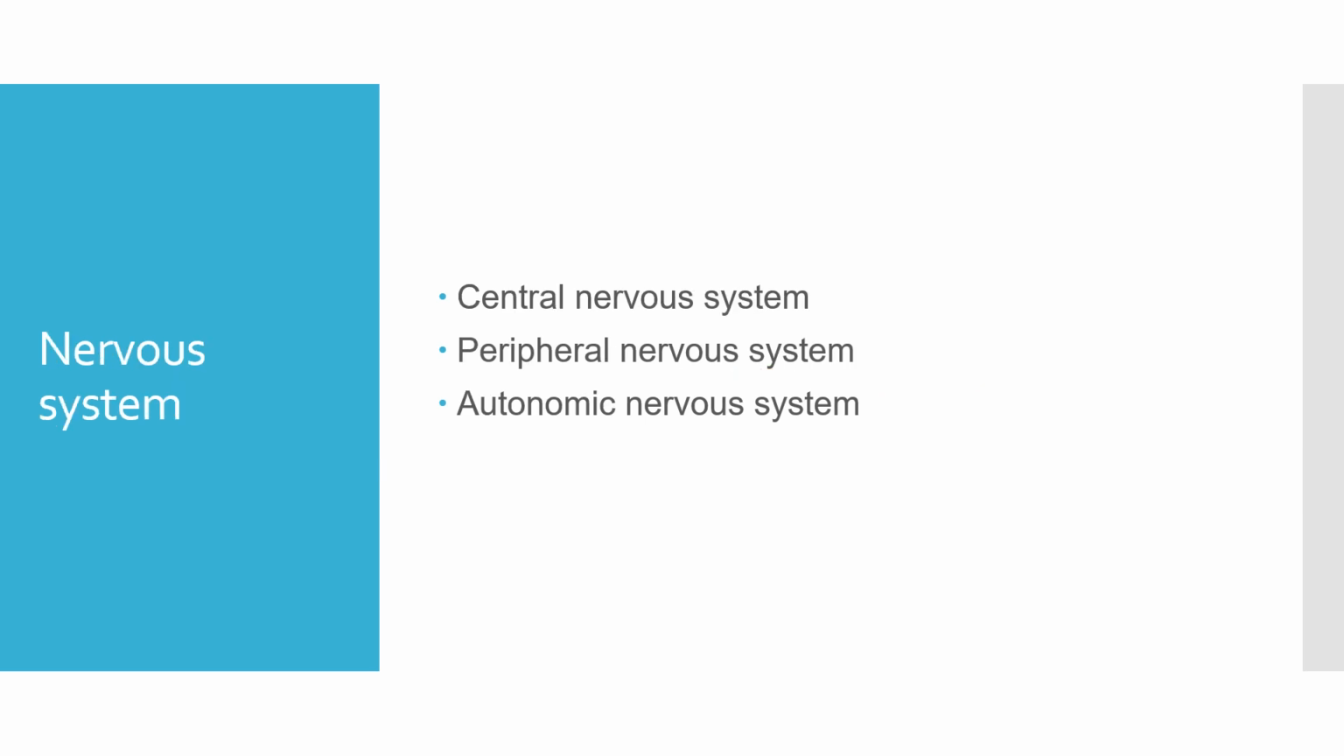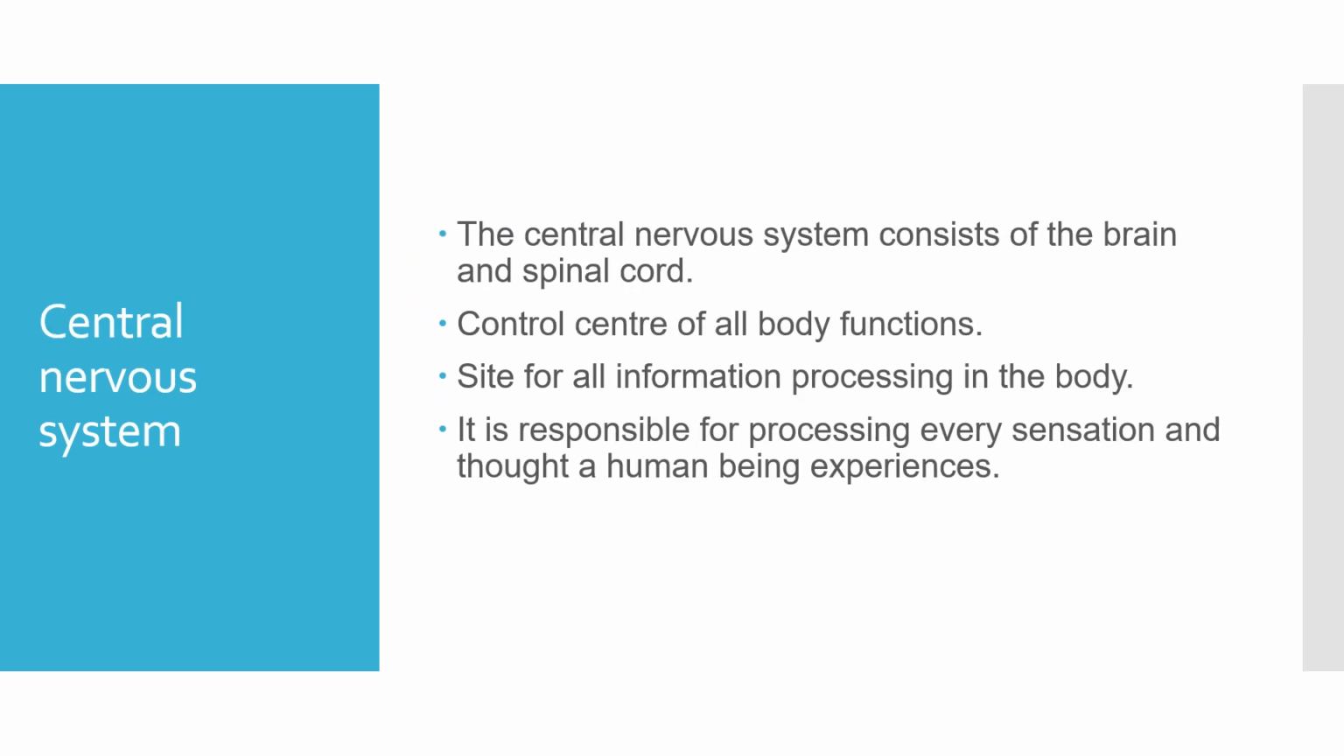Now first, what are the three different types of nervous system or parts of nervous system? That is central nervous system, peripheral nervous system and autonomic nervous system. So first we will put a stress on this central nervous system. Now, what is the central nervous system consisting of? The central nervous system consists of the brain and the spinal cord. So, two important parts of the nervous system. The brain and the spinal cord are the parts of central nervous system.